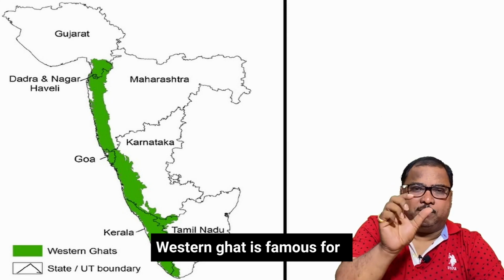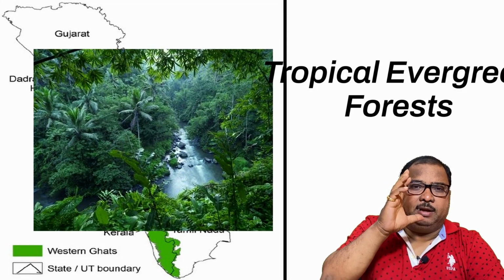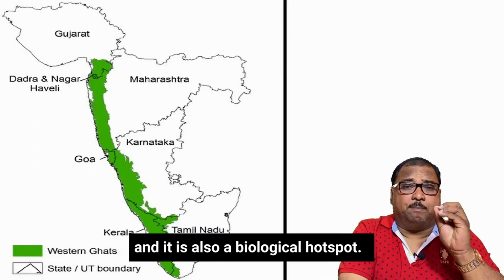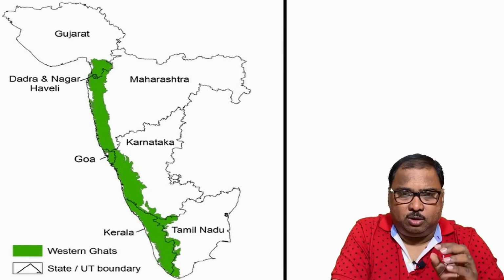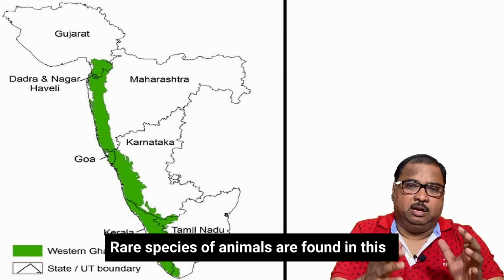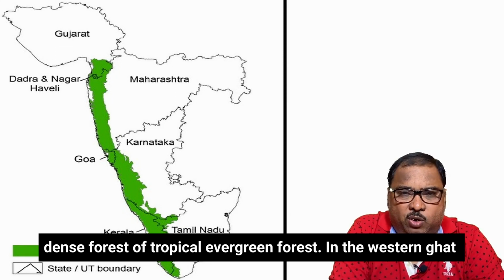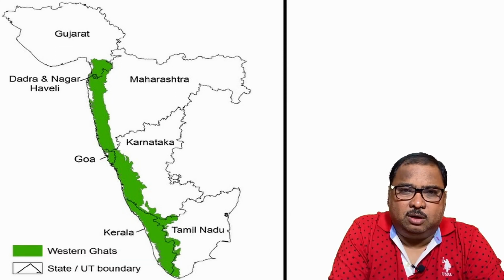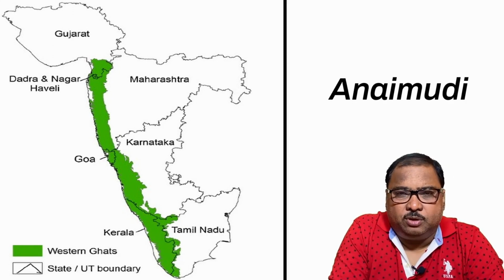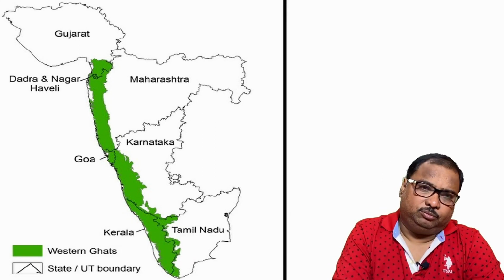Western Ghat is famous for its tropical evergreen forest, and it is also a biological hotspot. Rare species of animals are found in this dense tropical evergreen forest in the Western Ghat. The most important peak of Western Ghat is Anaimudi, which is also the highest peak of Western Ghat.